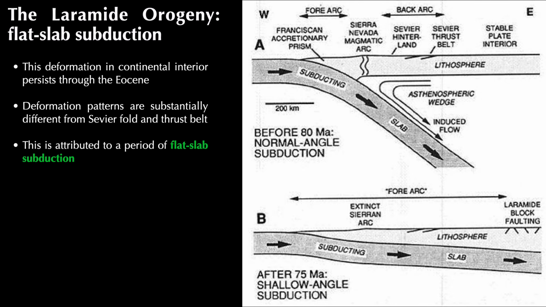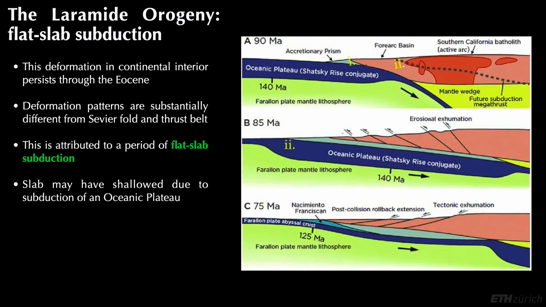And the Laramide event has perplexed geologists for several decades, but there's a general consensus that it probably relates to a period of flat slab or shallow angle subduction, much like the modern day Nazca Plate in the Peruvian Andes. What caused the slab to shallow is probably the most perplexing part, however, and no one really agrees on this, but some have suggested that it may have been due to subduction of an oceanic plateau entering the trench referred to as the Shatsky Rise conjugate in this diagram.